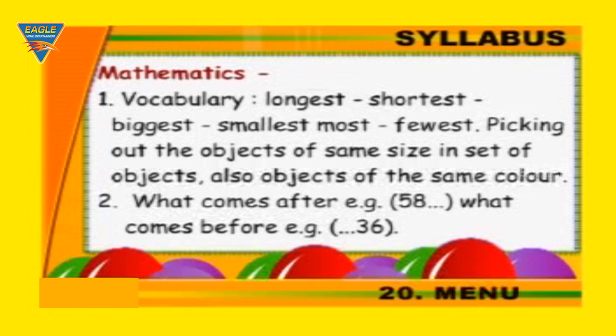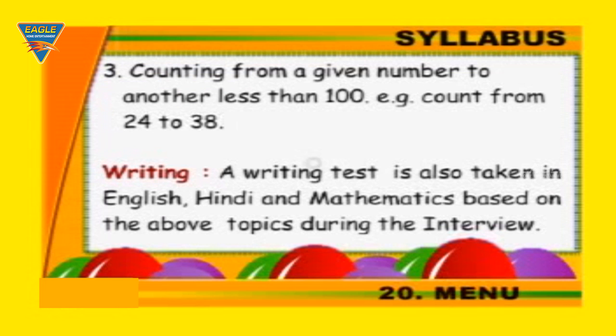Mathematics, vocabulary, longest, shortest, biggest, smallest, most, fewest, picking out the objects of same size and color in the set of objects. What comes after, for example, 58? What comes before, for example, 36? Counting from a given number to another less than 100. Example, count from 24 to 38.